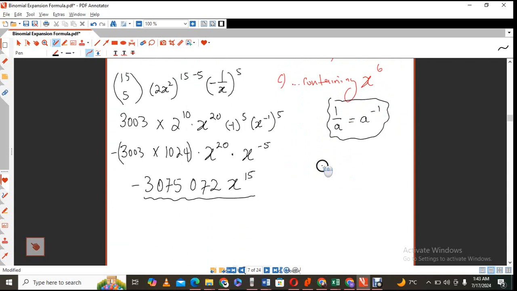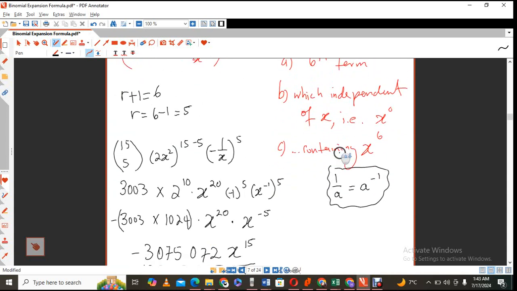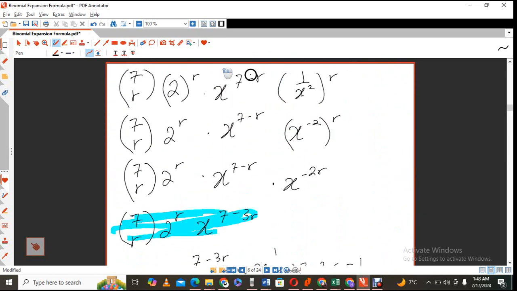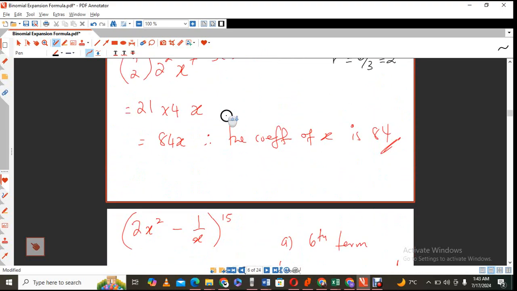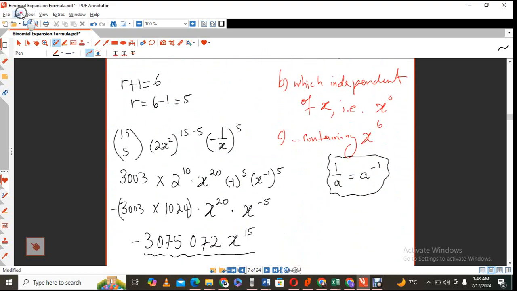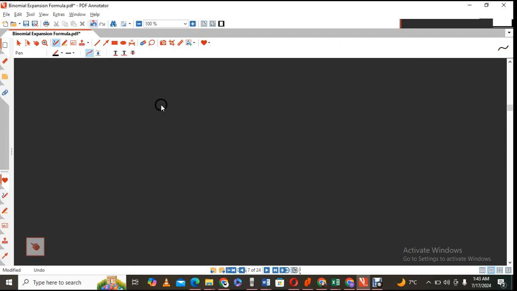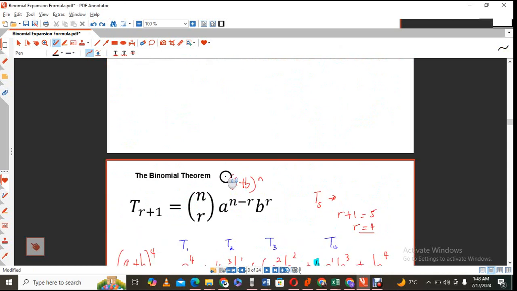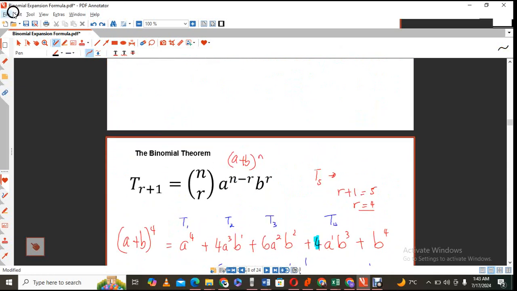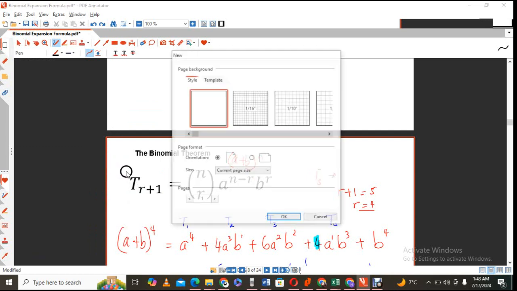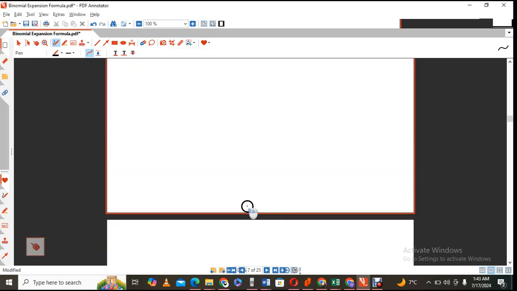Okay, then part B, they ask us to find the term which is independent of x. For parts B and C, I'm going to use the scenario like I did with these questions over here. Let me just insert a page so I can continue, as I'm running out of space. Okay, so we can continue.